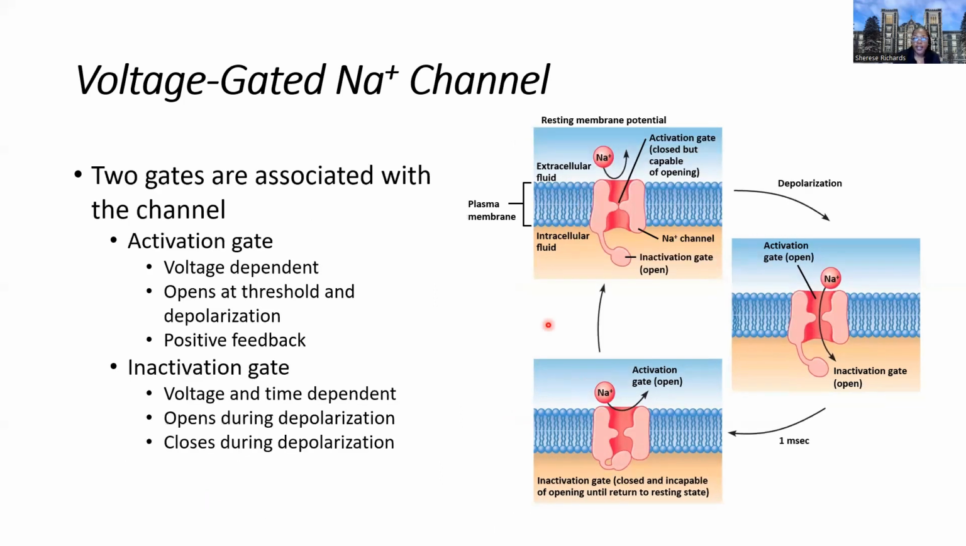Okay. So just to reiterate the activation gate conditions. It is voltage dependent, right? It needs to get to -55 in order to open. It is going to result in depolarization as soon as it is open. And this is an example of a positive feedback change. Why positive feedback? Because we're moving away from our set point. Our set point here is -70.